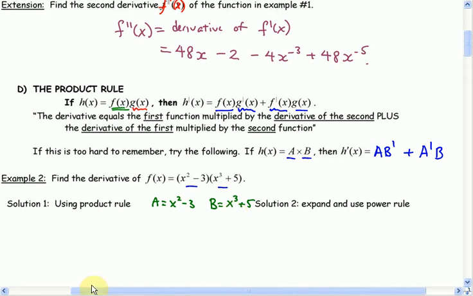Okay? Now, we can apply the rule right away, or if you want to organize all your information, I'm going to ask you to quickly find the derivative of both a and b. So let's do the derivative of a, which is a prime first. If a is x squared minus 3, what's the derivative of a? 2x. Yes, Anna, question?